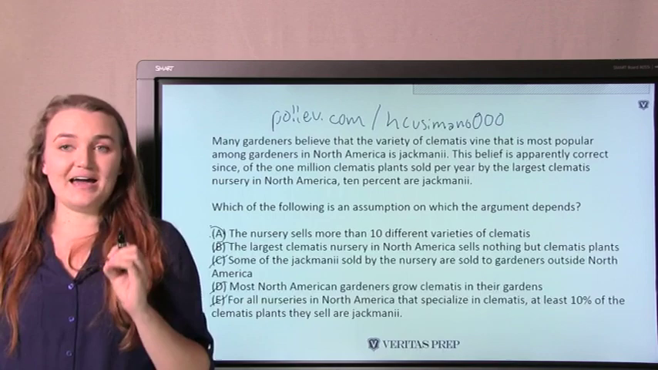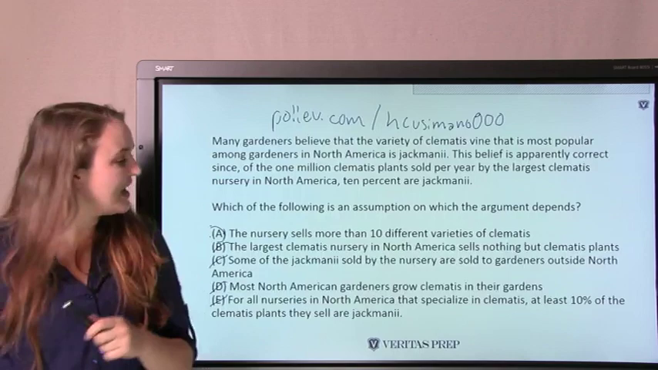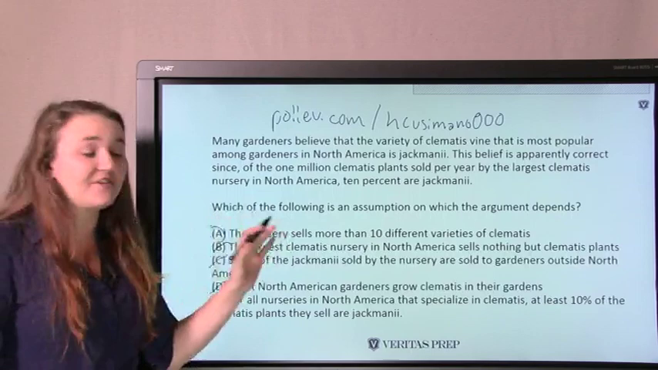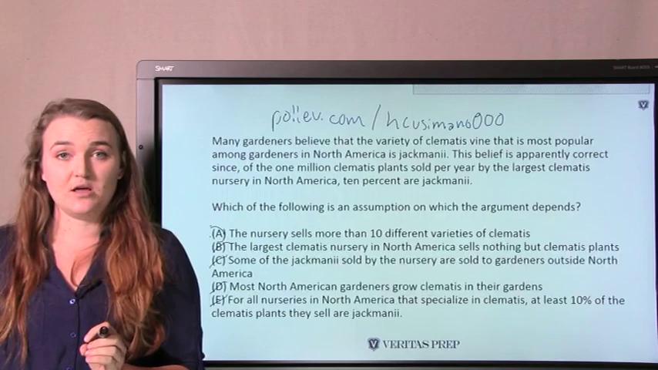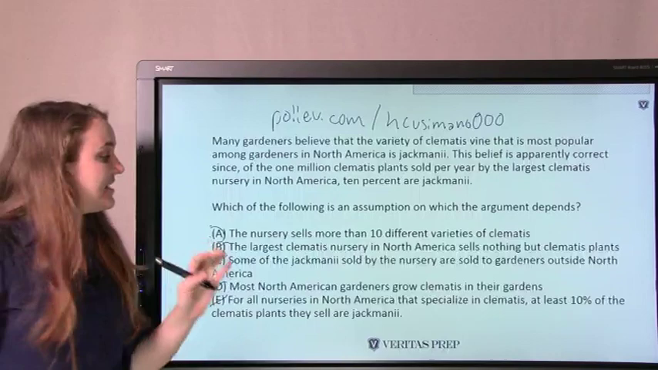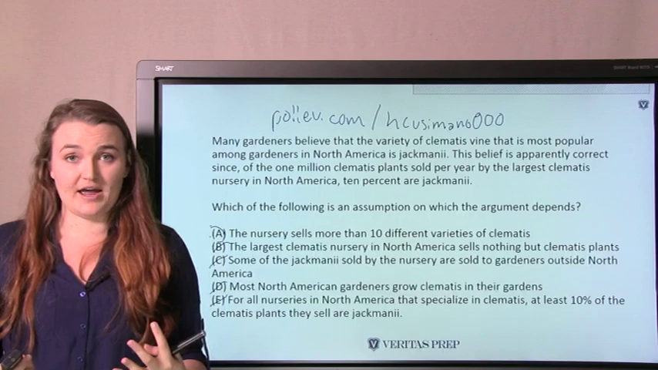Now, a question I often get with this particular example is, well, yeah, but couldn't a different variety still be more than 10%, even if this were true? And yes, it could. It absolutely 100% certainly could. However, that's not what we look for out of an assumption. An assumption is something that must be true for the argument to have the potential to make sense, right? Not something that guarantees the truth of the argument.